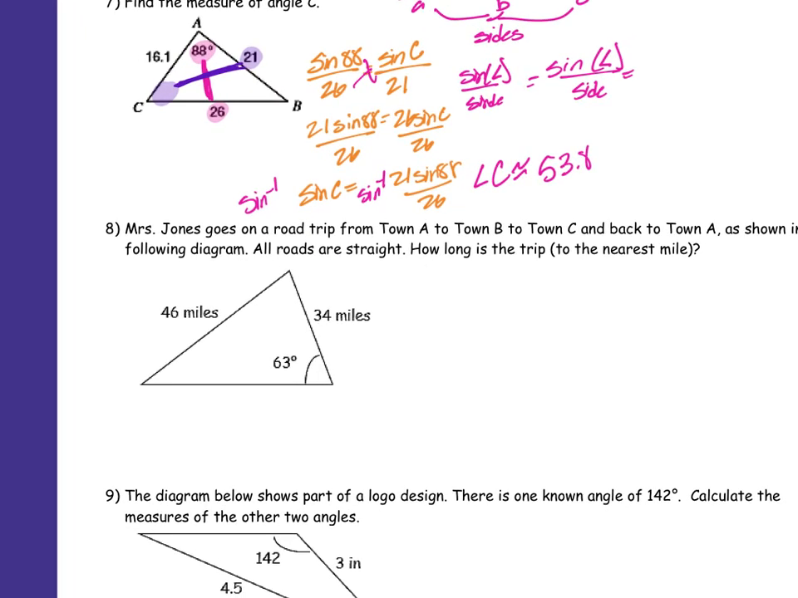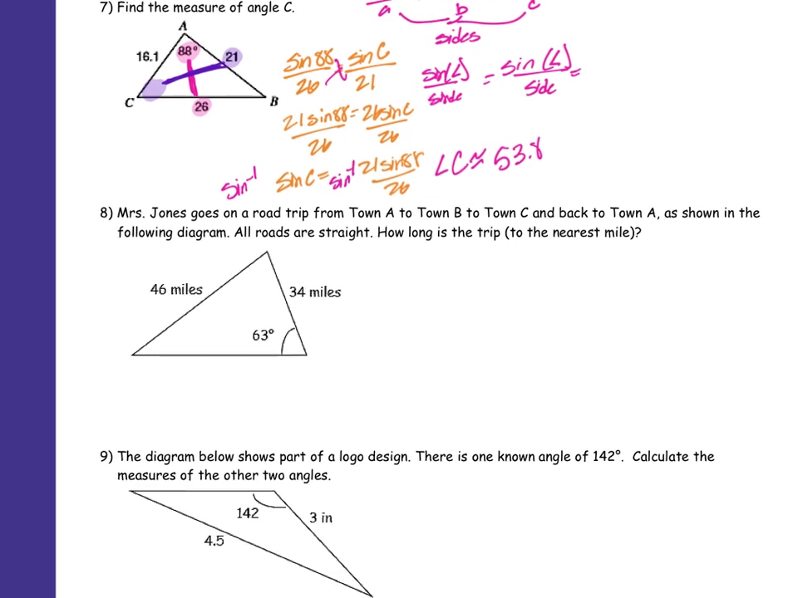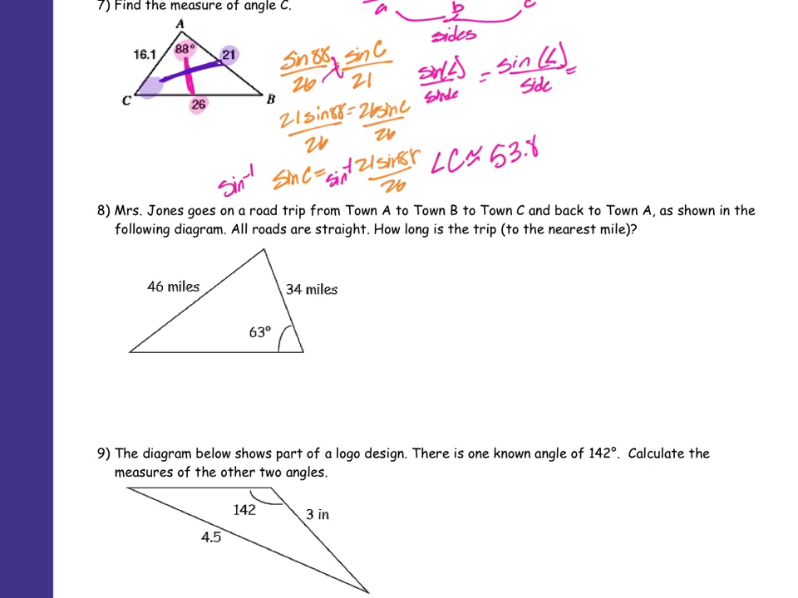Okay, let's look at number 8. And number 8 has us do something a little bit more, but let's read it. Mrs. Jones goes on a road trip from town A to town B to town C and back to town A, as shown in the following diagram. All roads are straight. How long is the trip to the nearest mile? So she wants to know how long the whole trip is, which means eventually I need to find out what the length of this road is. That's what I'm looking for.